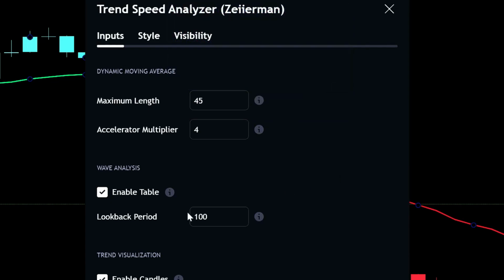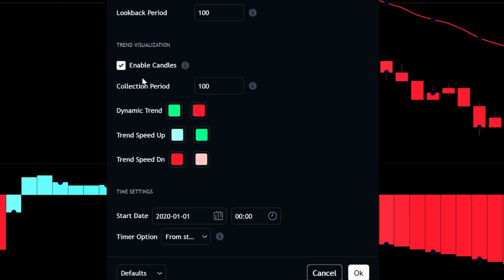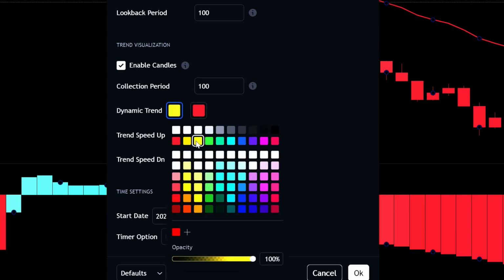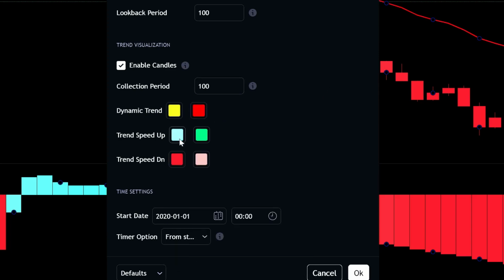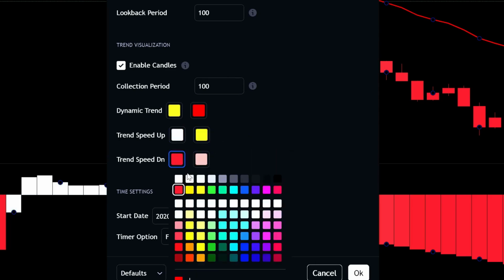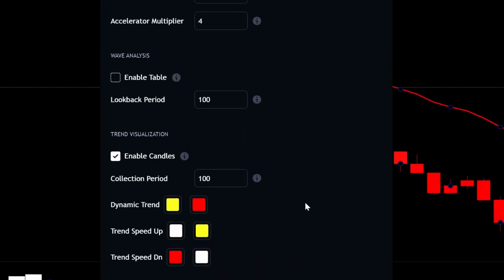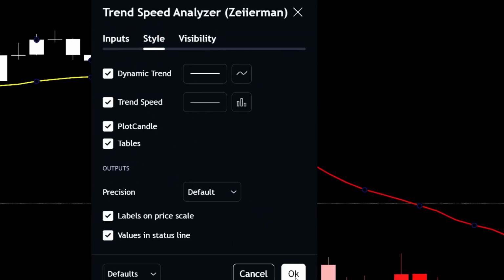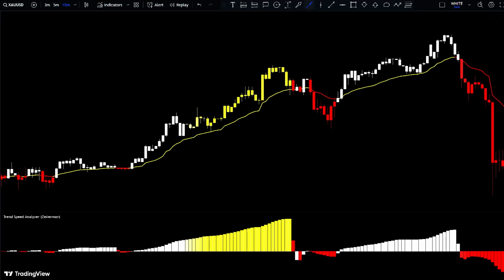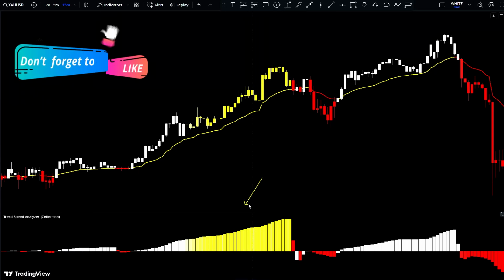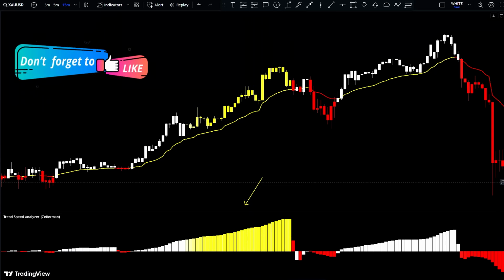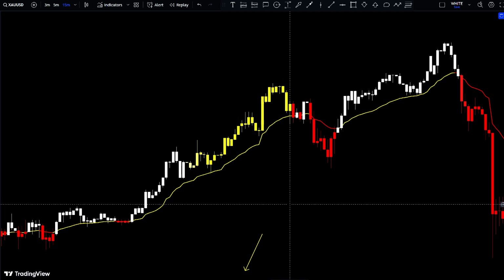Then, to keep our chart clean and focused, let's disable the table. For visual clarity, we'll set the dynamic trend color to yellow and green, the trend speed up to white and yellow, and the trend speed down to white and red. No changes are needed in the style section. Finally, because we're using the DMA indicator as our core for this profitable strategy, we can simply double-click on the chart and remove the histogram, giving us a clearer view.